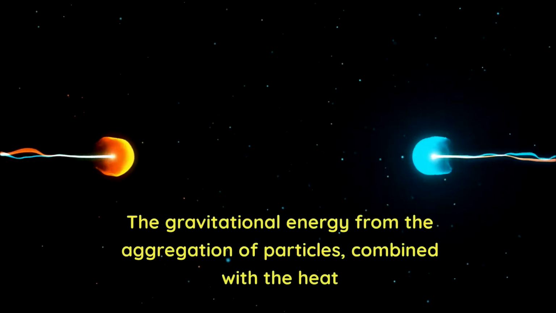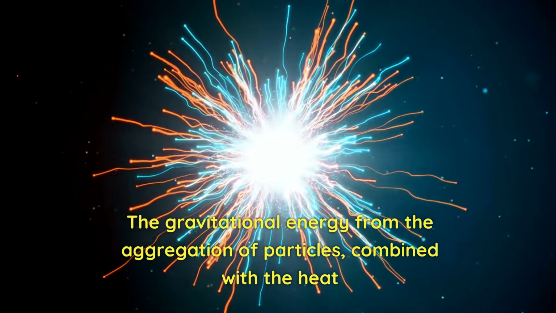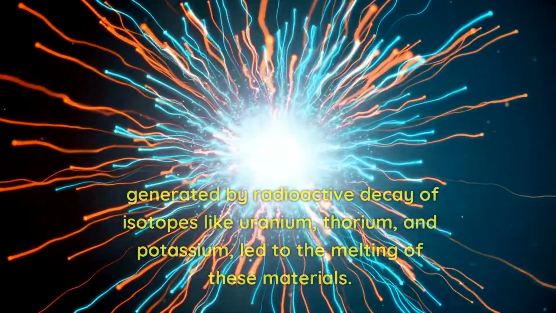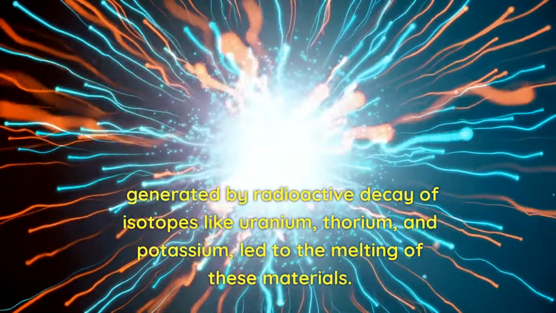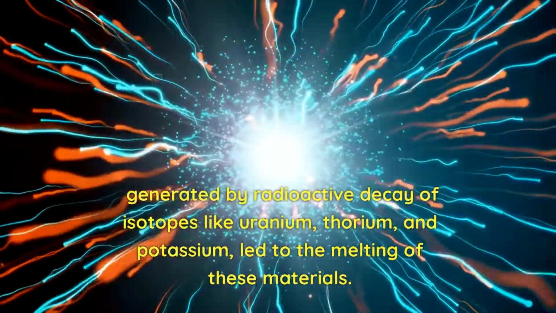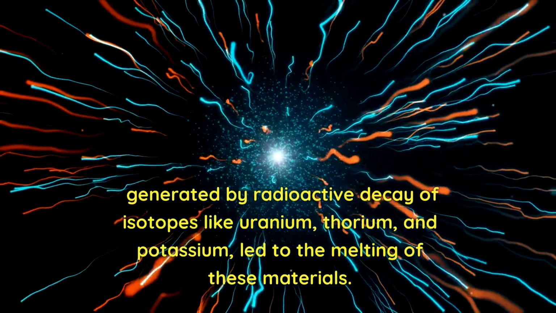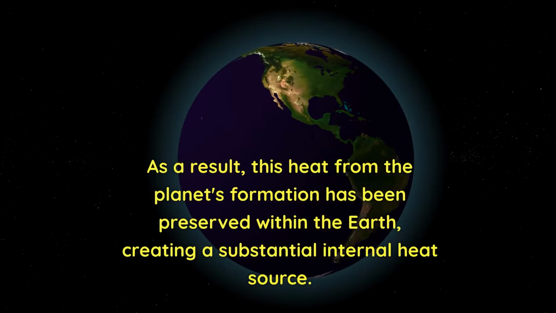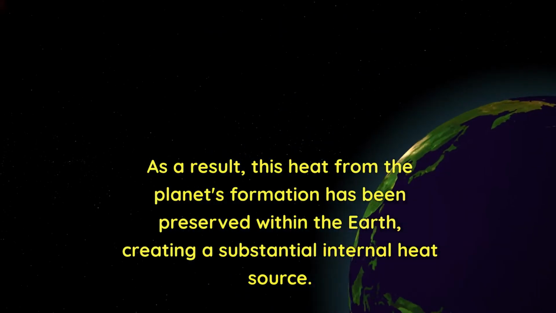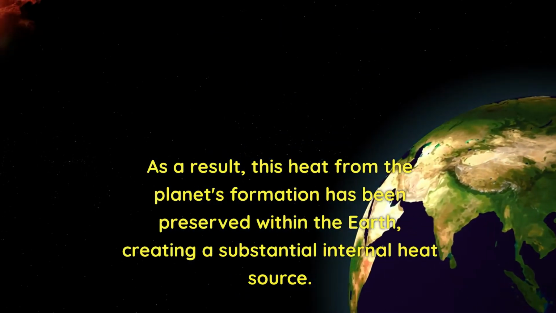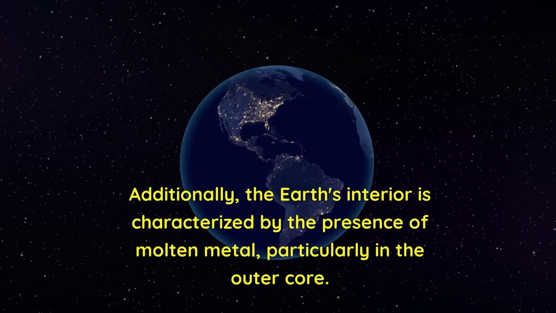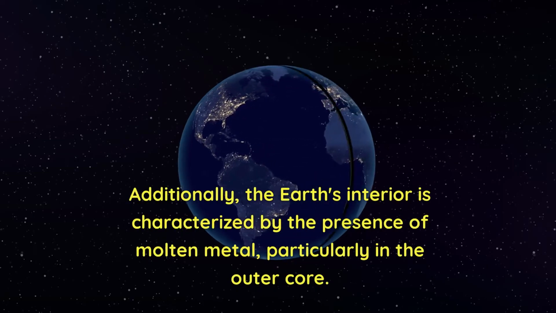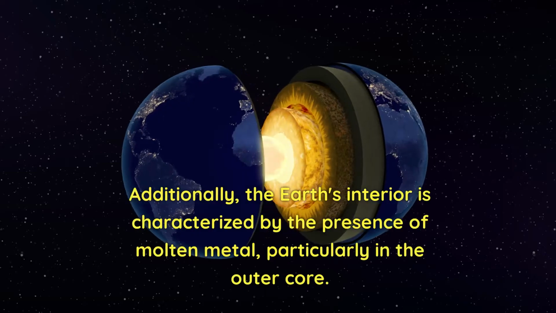The gravitational energy from the aggregation of particles, combined with the heat generated by radioactive decay of isotopes like uranium, thorium, and potassium, led to the melting of these materials. As a result, this heat from the planet's formation has been preserved within the Earth, creating a substantial internal heat source. Additionally, the Earth's interior is characterized by the presence of molten metal, particularly in the outer core.